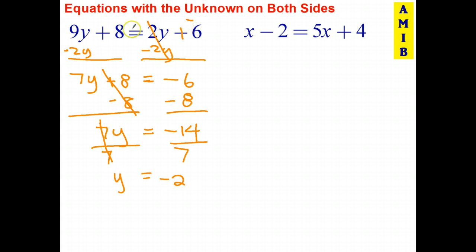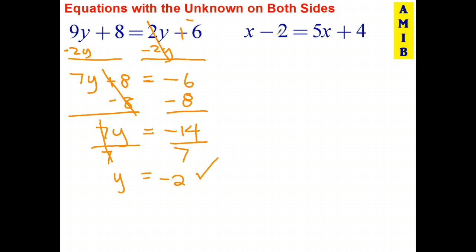Okay, let's see if that makes this equation true. 9 times negative 2 is negative 18. Negative 18 plus 8 is negative 10. So the left side evaluates to negative 10. 2 times negative 2 is negative 4. Negative 4 plus negative 6 is also negative 10. So that is the solution to the original equation.